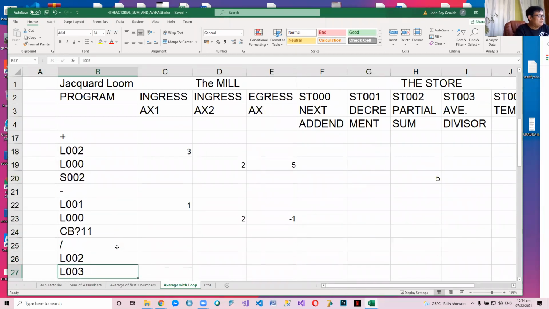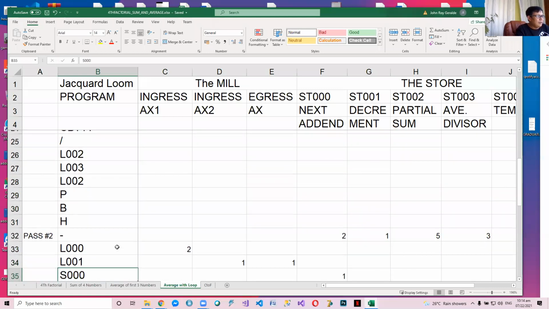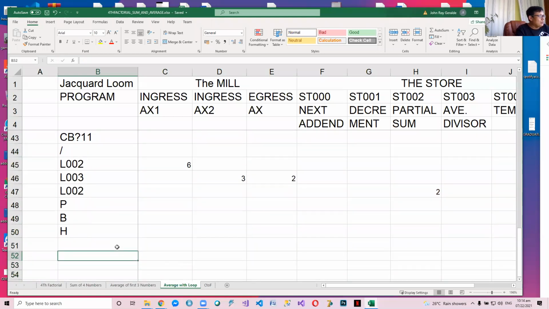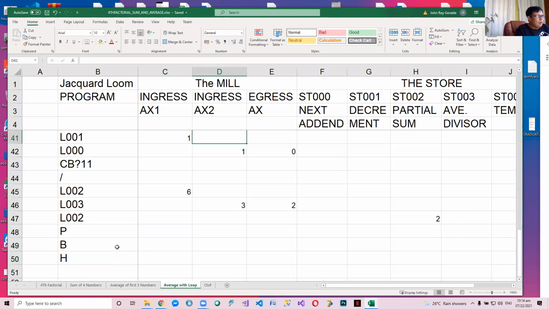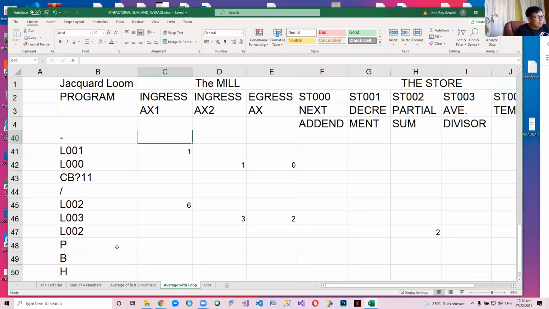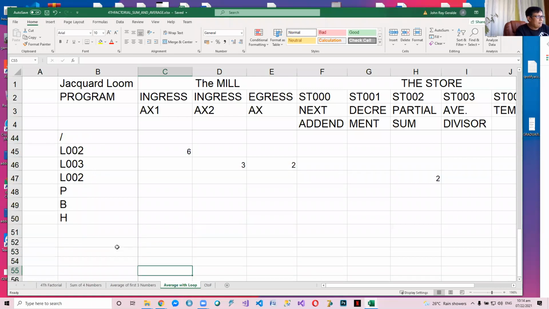Do you follow? So I hope you know how to compute for the CB and the CF now. We just compute the egress. Look at the sign of the egress and the sign of the ingress axis 1. If they're not the same, it will do a set. If they're the same, it will do a reset. So it will just go on. Any questions so far?